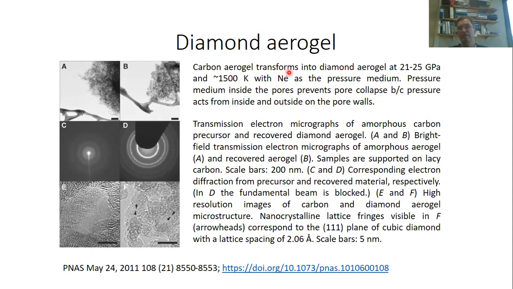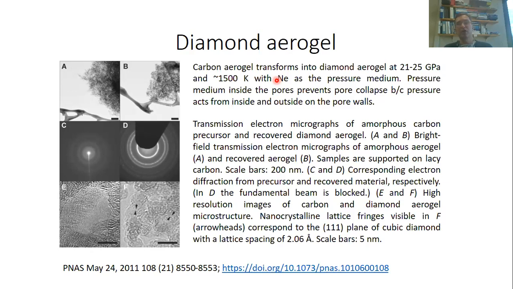Okay, so the neon itself at the very high pressure of 21 to 25 gigapascal is actually a solid. Okay, and of course the neon is perfectly inert, so it doesn't undergo any chemical reactions, but it's also a very soft material. Okay, so therefore it's ideal as pressure medium. But because the neon can also penetrate the pores because it's so small, the pressure that is actually applied externally using your diamond anvils does not only act from the outside of the particle to the inside, but also from the inside to the outside because of the hydrostatic conditions. Okay, so the pores are therefore perfectly stabilized by the neon, which is inside of the pores.